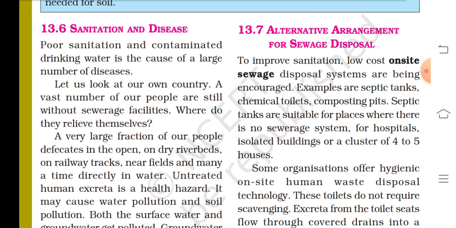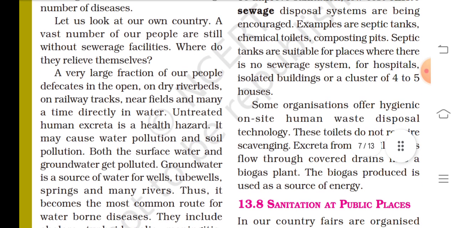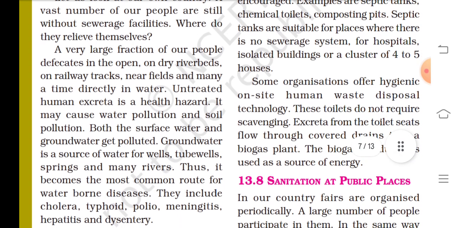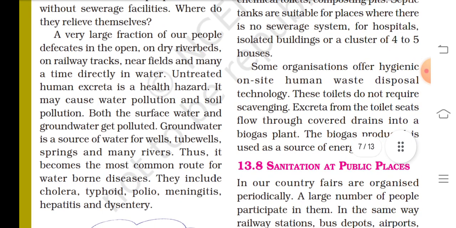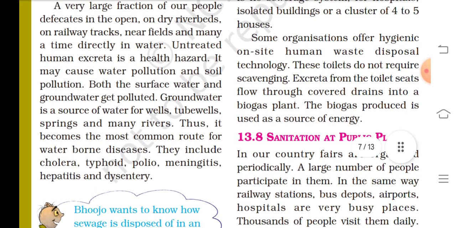Sanitation and diseases. Poor sanitation and contaminated drinking water are a cause of a large number of diseases. Let us look at our own country. A vast number of our people are still without sewage facilities. Where do they relieve themselves? A very large fraction of our people defecate in the open, on dry river beds, on railway tracks, or near fields, and many times directly in water.